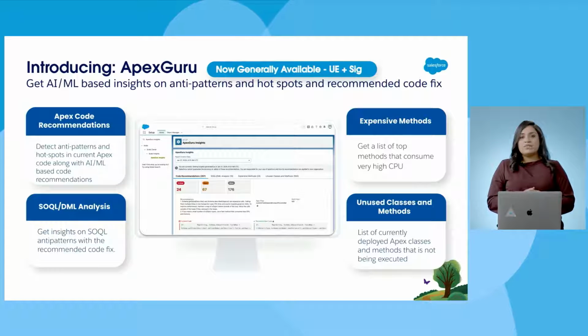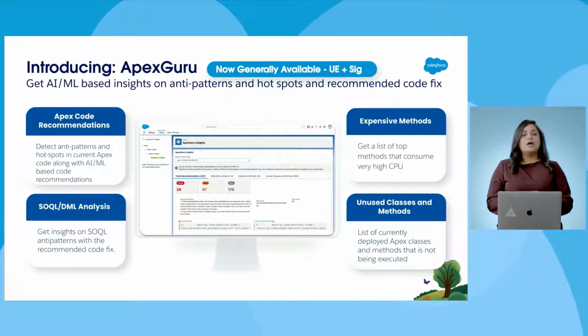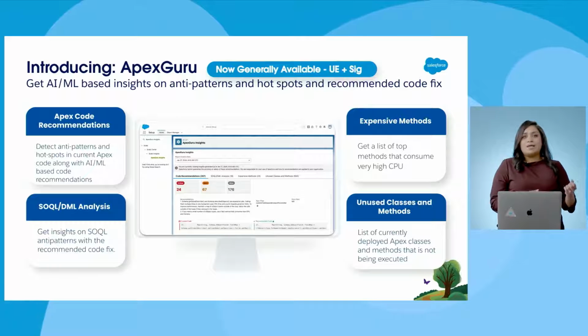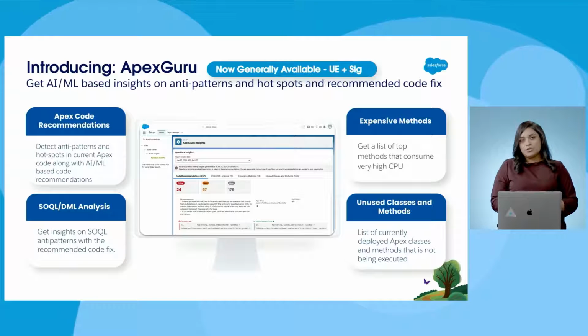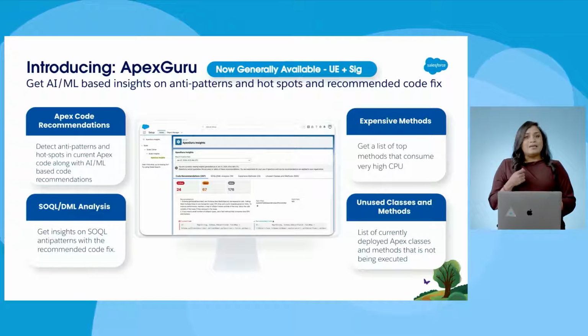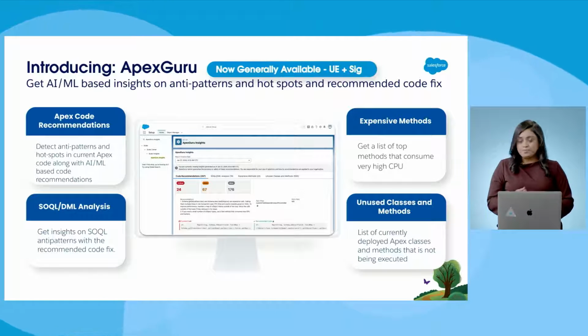Over the years, working with our large customers, we do understand that it's not always possible to test a particular line of code at scale. You might be testing in your dev orgs, in your sandboxes, but what does that code do when you have thousands of concurrent requests? What does that code do when you have multiple users using the same line of code at the same time? This is where ApexGuru is going to really come into action to get proactive and tell you exactly whether that line of code is going to scale or not.